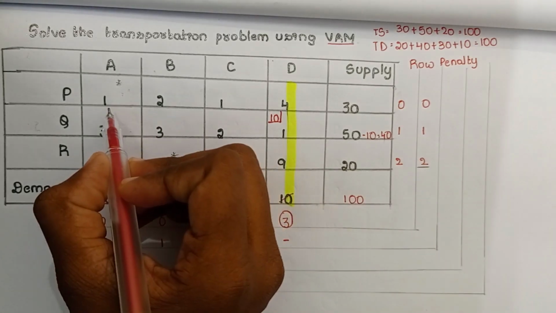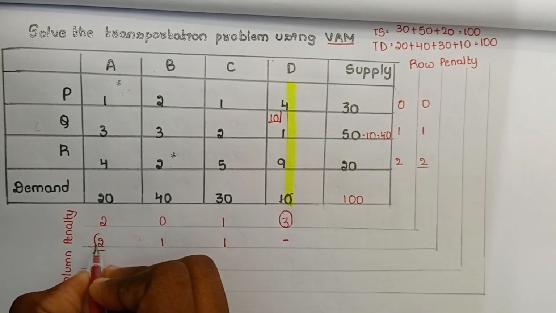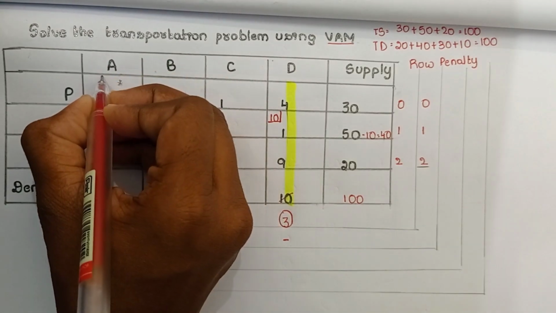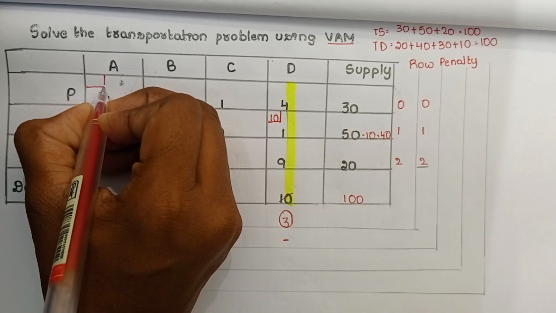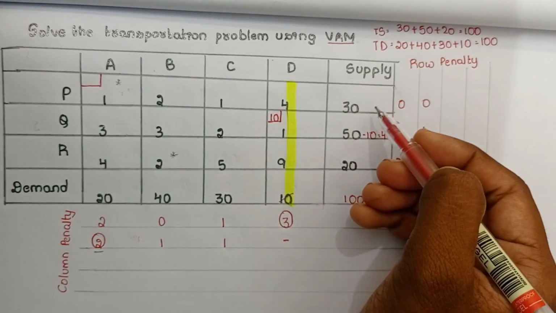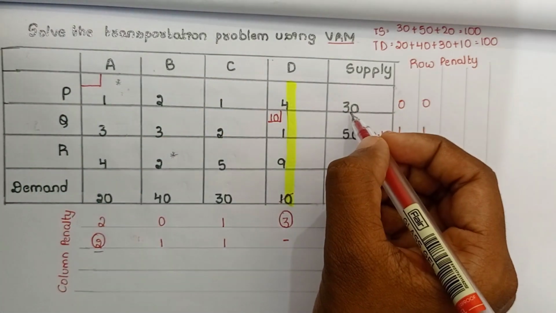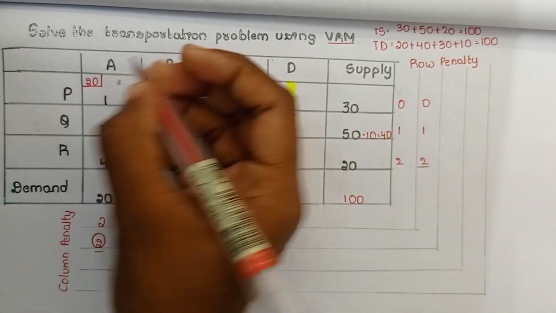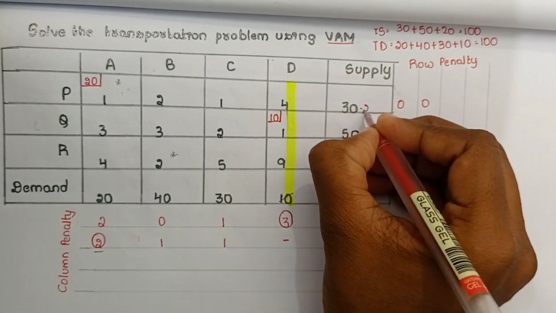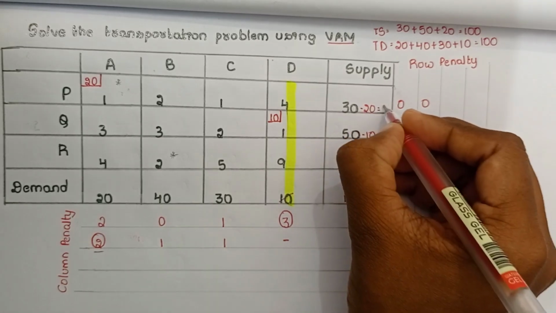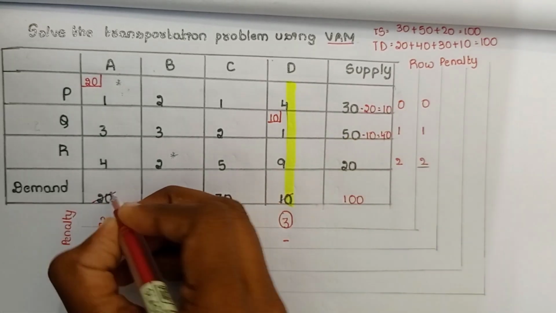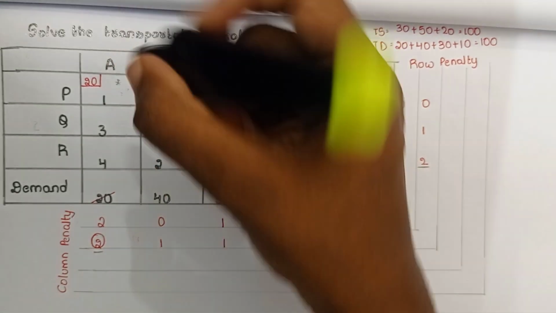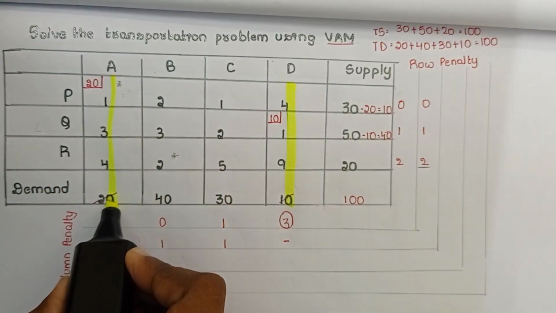When I select this cell for allocation, let me circle it, because I have selected this column. I have to see the demand as well as the supply. The demand is 20 and the supply is 30, so the least value is 20. I will allocate this 20 and deduct that 20 from 30. So 30 minus 20 is 10. As I have given everything here, I should strike off that particular column. I will strike off this.